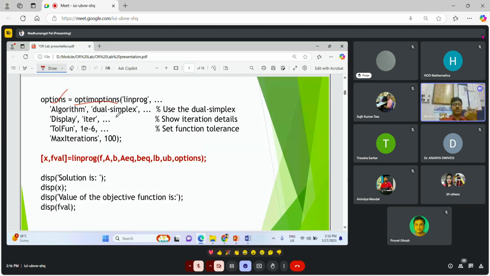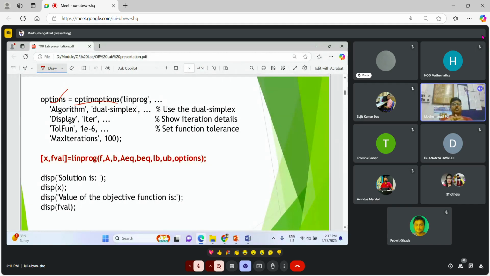To solve any linear programming problem there are a lot of algorithms: dual simplex algorithm, simplex method, two-phase method, and interior point method. So we can explicitly define which type of algorithm we want to use. Algorithm is written in single quotes, and its value is dual simplex, also written in quotes. Then there is Display. That means we want to know the optimum solution only, that is the value of the variables and the value of the objective function.